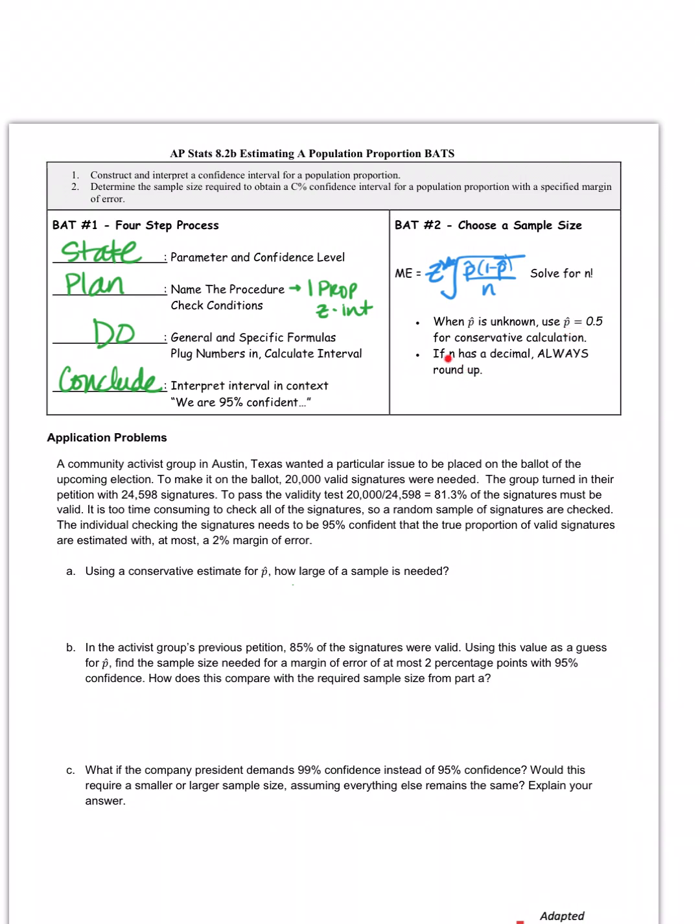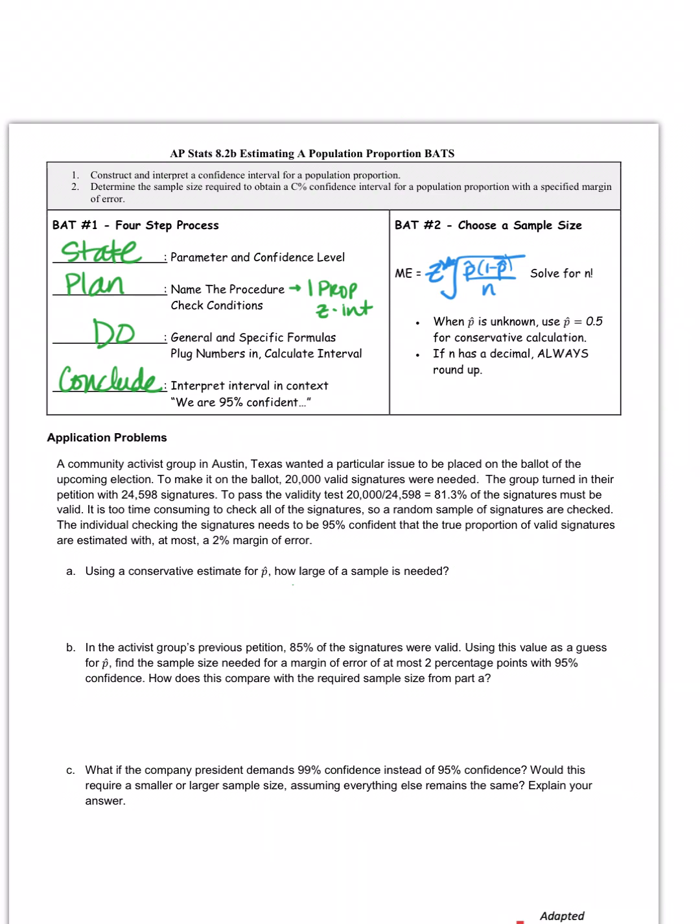If it does, then use the one that was given, okay? And then this is that last thing we said, that if n has a decimal, we always round it up. Always, always, always. All right. What happens if you use a 0.5 and one doesn't have it? You're going to get a different sample size than you needed. It's going to be a lot larger than you actually needed. So, all right. You're going to see how that plays out because we're going to do it both ways in this question.